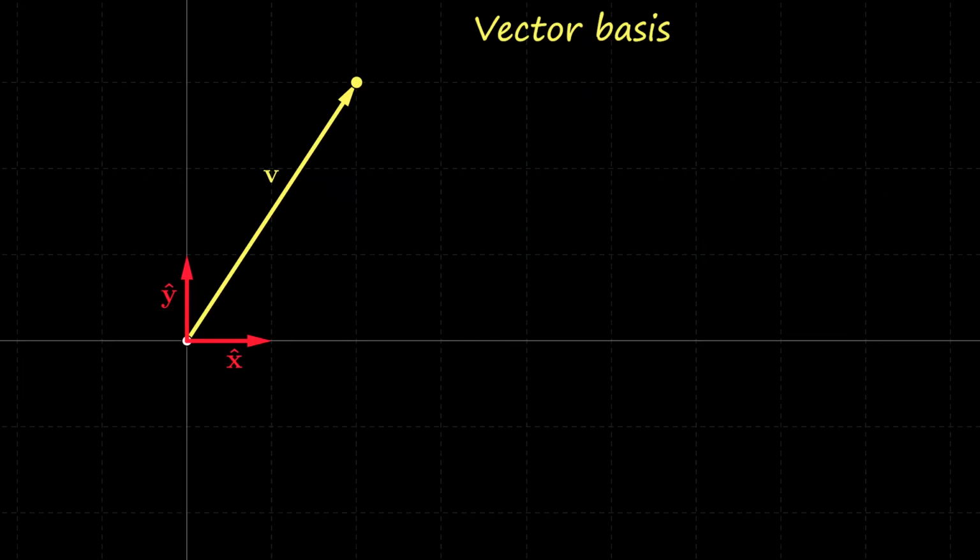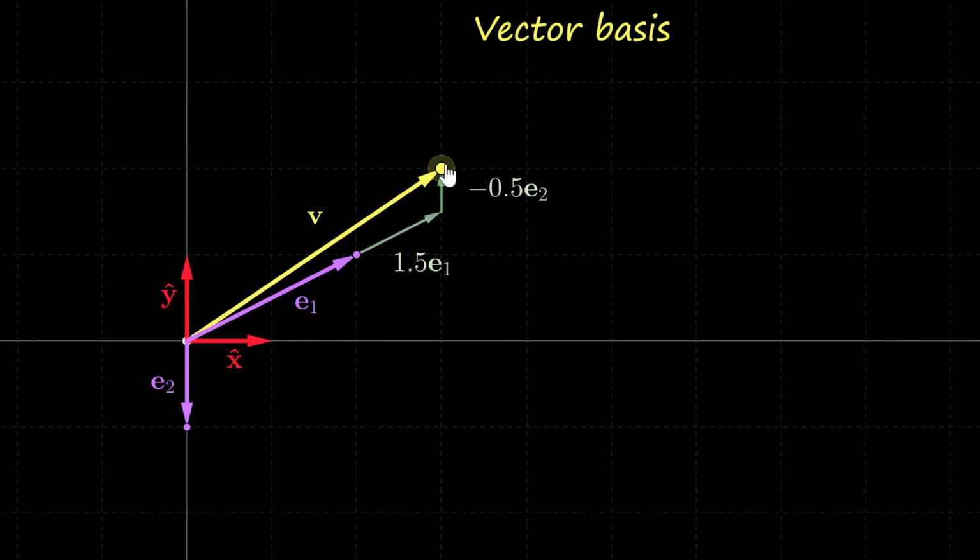For instance, I may choose a different set of two vectors as my basis. For example, let's consider these two vectors, e1 and e2. Now, in the same way that I could describe vector v as twice x hat plus 3 times y hat, I can do the same but using multiples of vectors e1 and e2. So I can describe vector v as 1 time e1 minus 2 times e2. And that's perfectly valid, and I can do the same for any other vector in the two-dimensional plane. For example, now I have 1.5 times e1 minus 0.5 times e2.